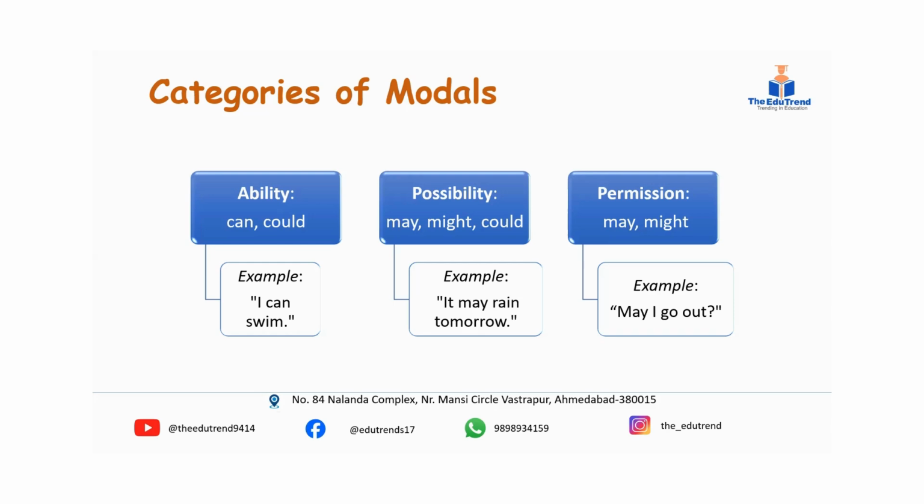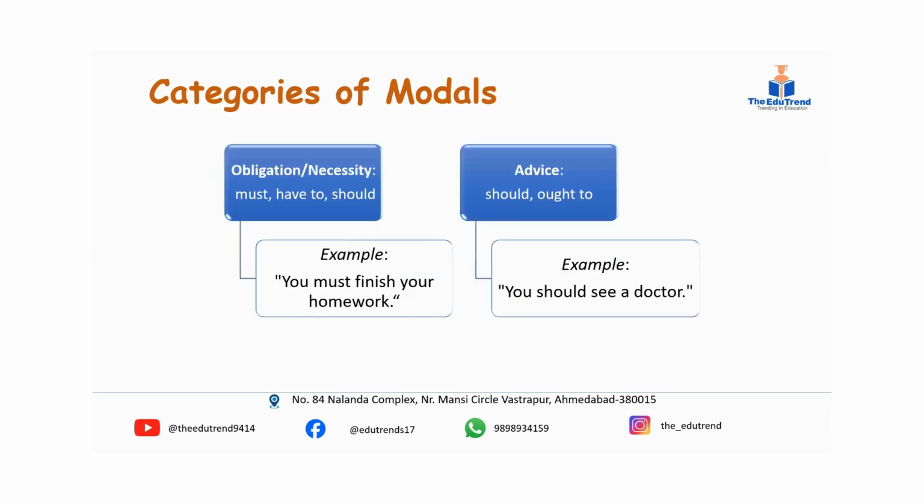Okay. Permission. You know what permission is, right? Fine. So these are the three categories as of now on the screen. We have a few more, which are there on the second slide or the second page. So it is obligation or necessity. We say I'm highly obliged. When somebody does some favor for you, you say thank you. You're obliged to get that favor and help, right?